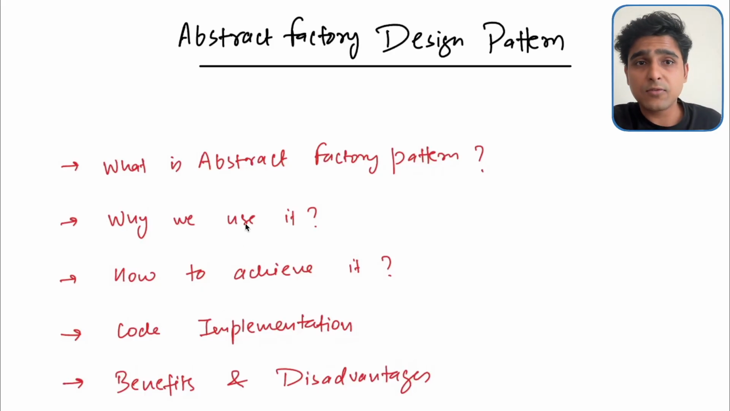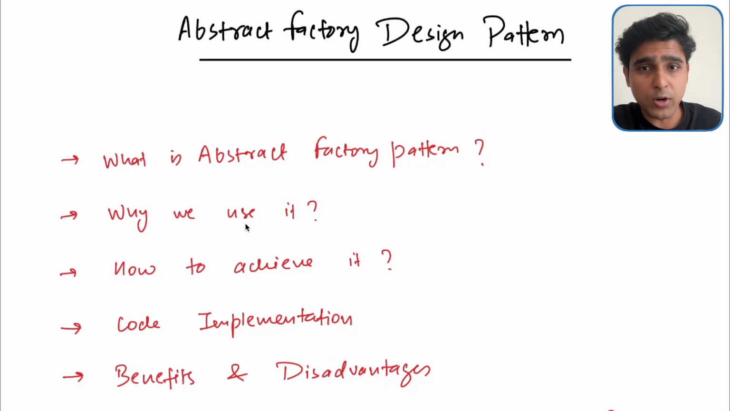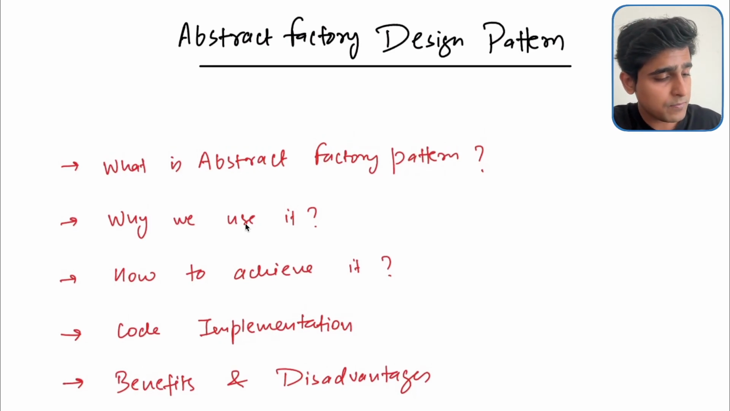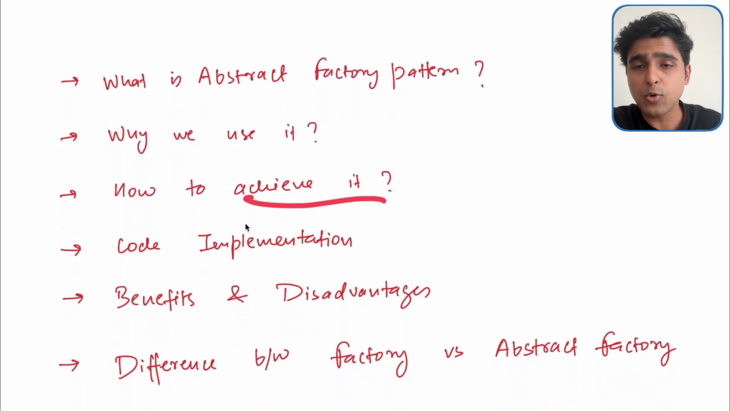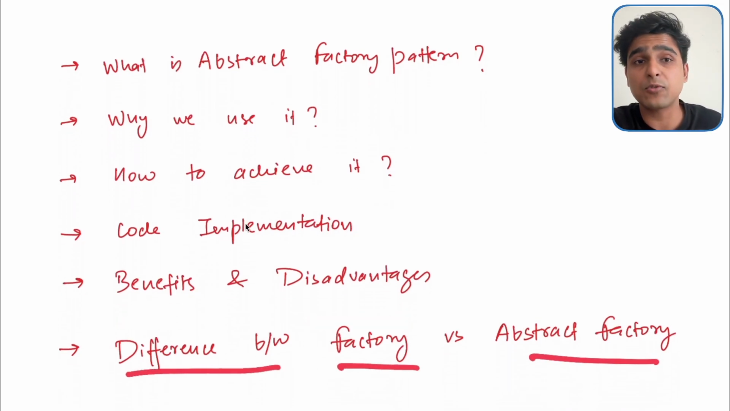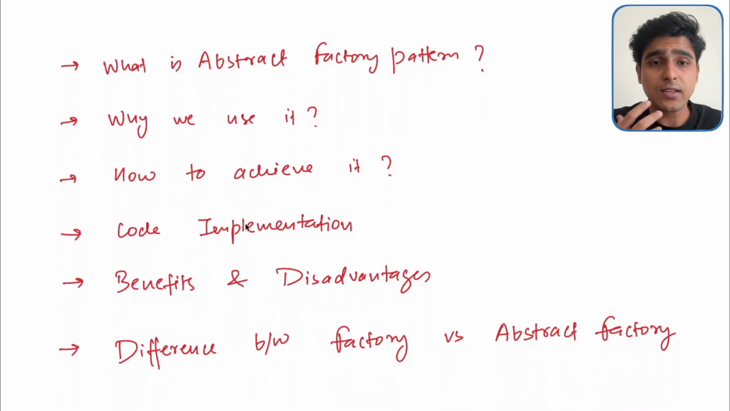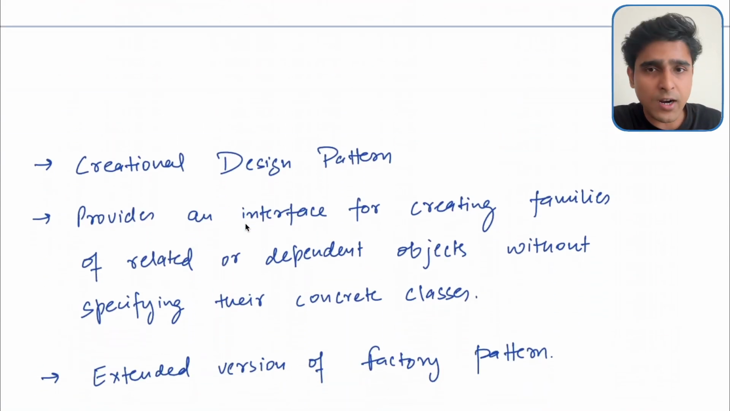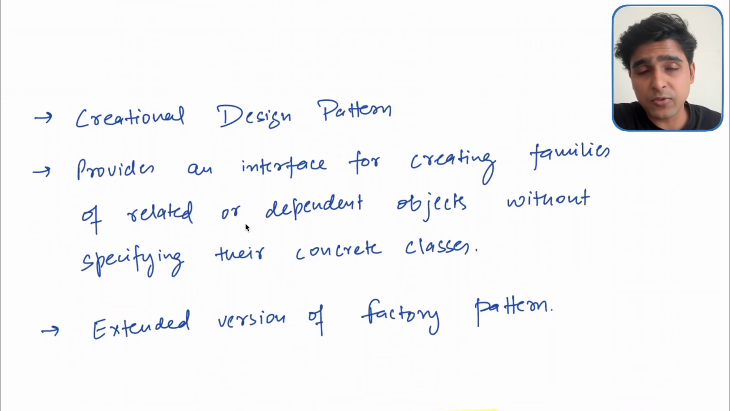So in this video, we will cover first of all what is abstract factory design pattern, why we use it, how to achieve it, right? Code implementation in C++, then its benefits and its disadvantages, and in the end, difference between factory versus abstract factory. As I already told you, this design pattern is very similar to factory pattern. So we will see also what is the difference between the two. So let's start that what is abstract factory design pattern.